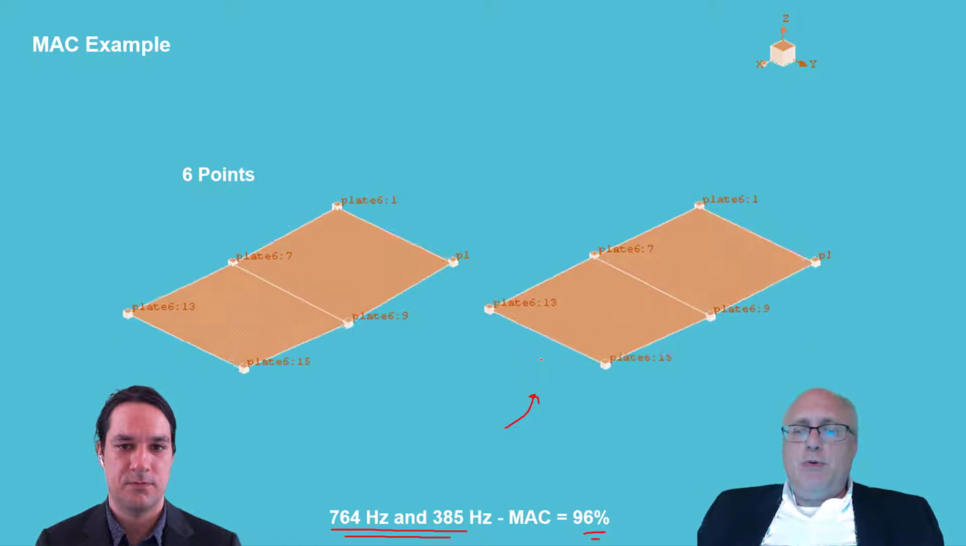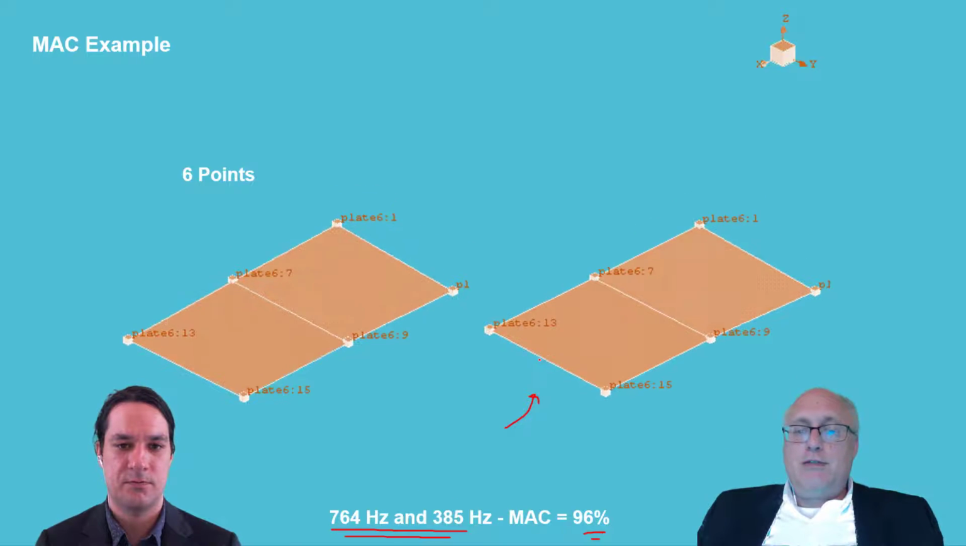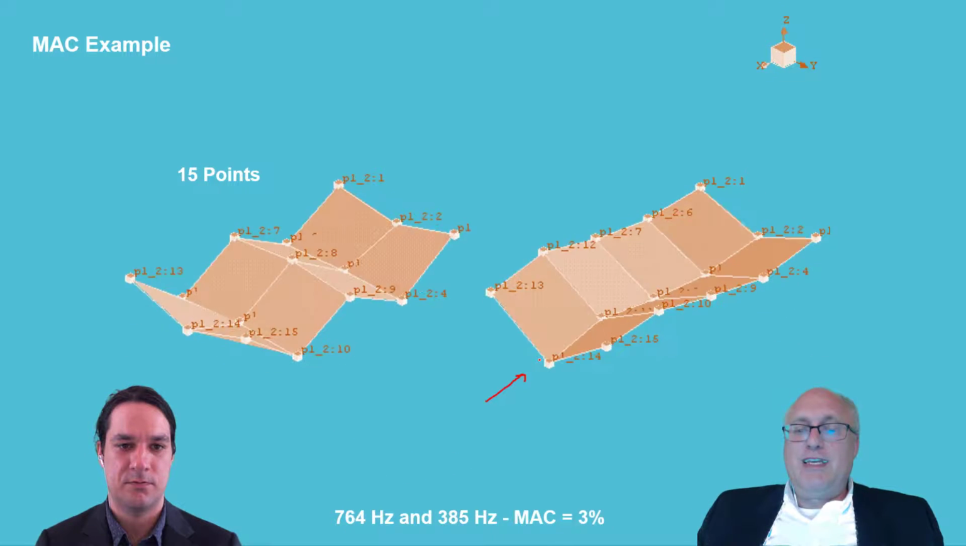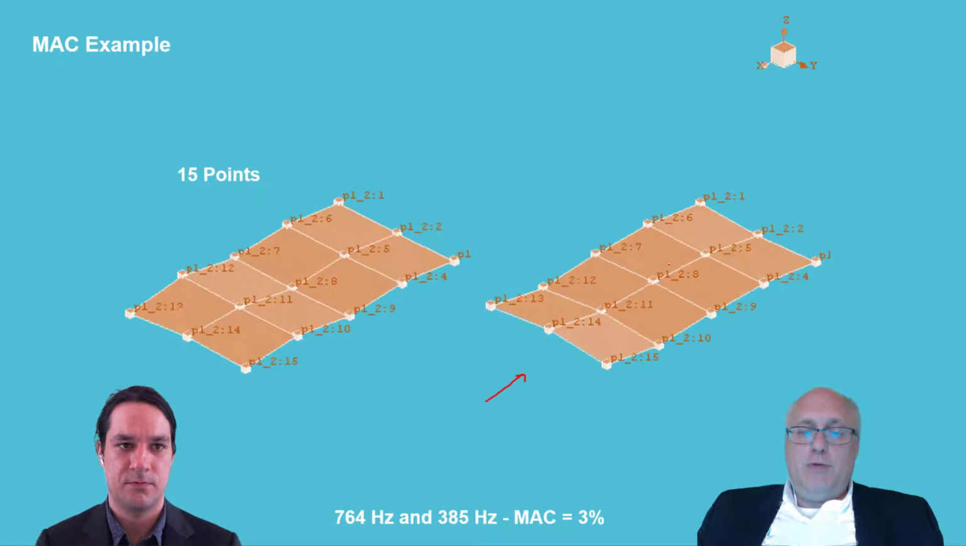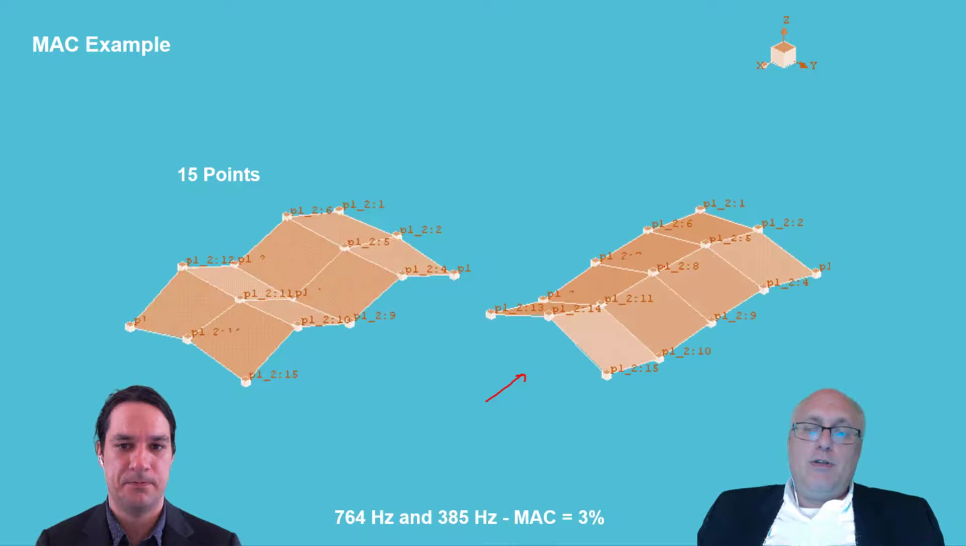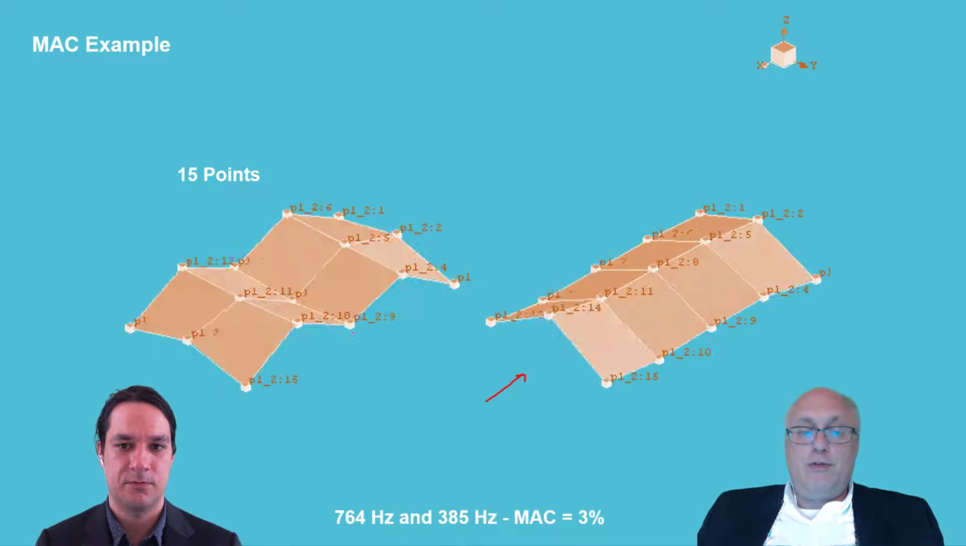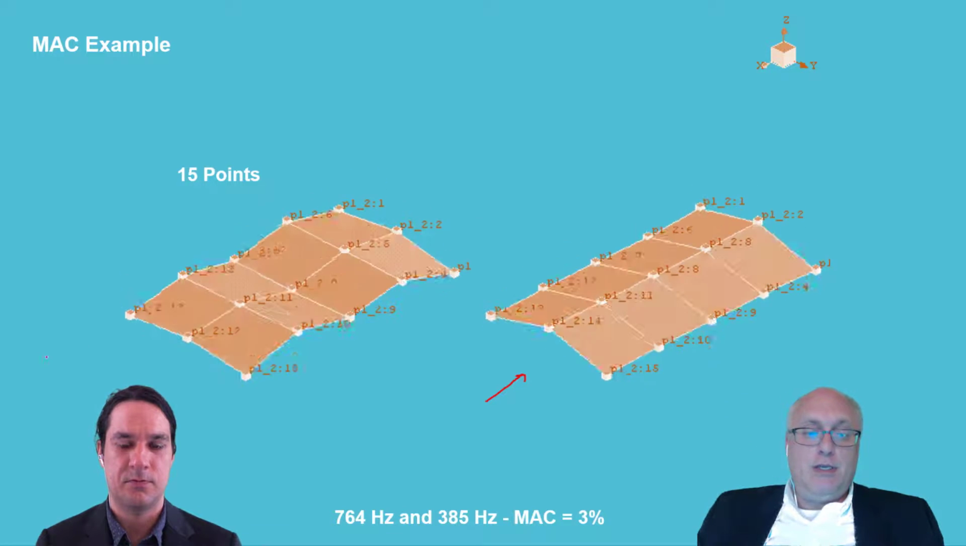So here we measured at 6 points. The mode shape is correct at those 6 points, but because we didn't take enough points, we're missing the full mode shape, right? Yep. And we interpret incorrectly how the structure is behaving.